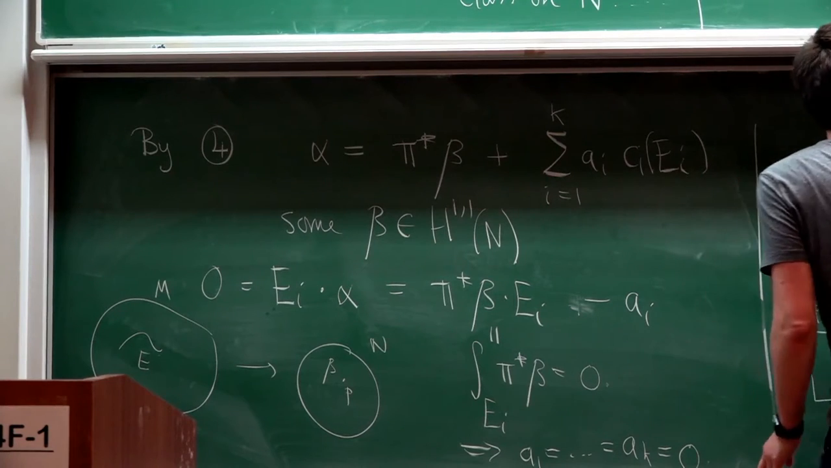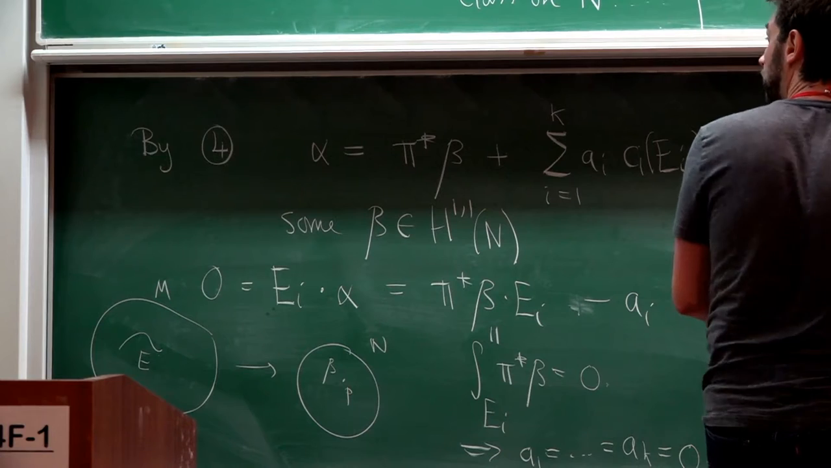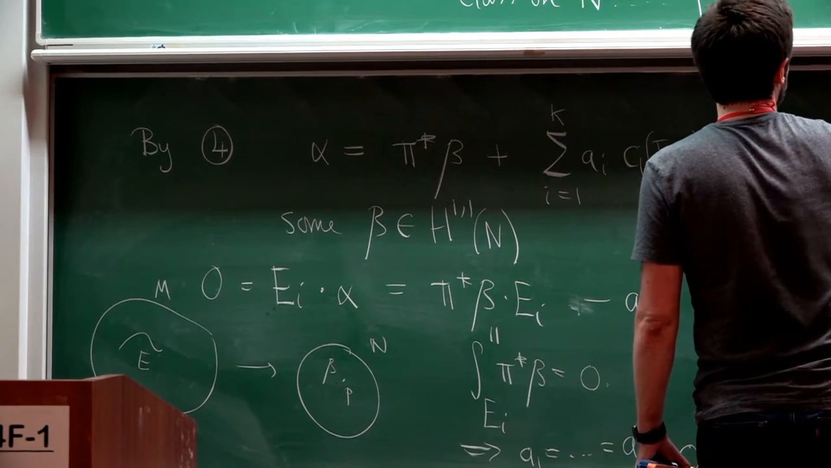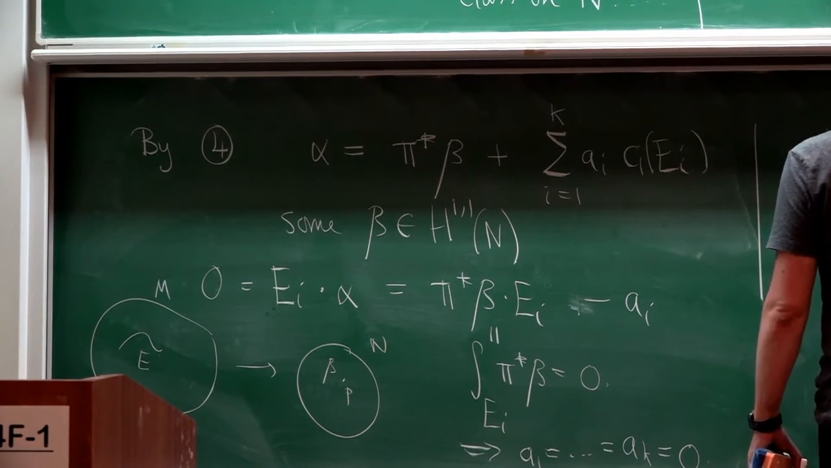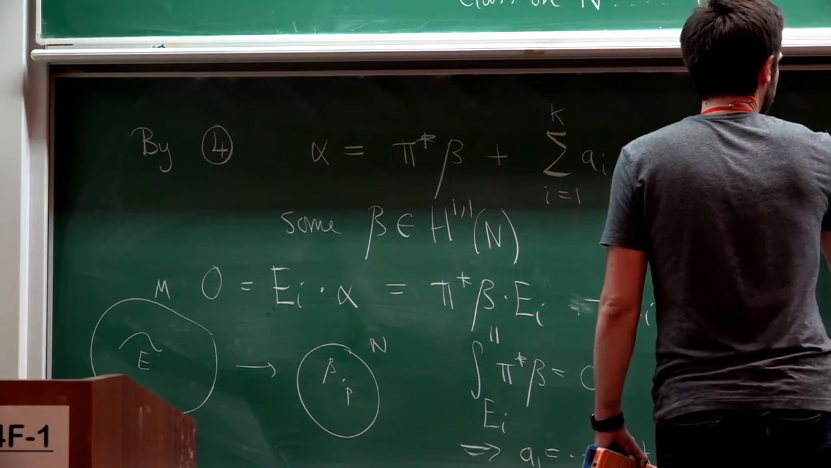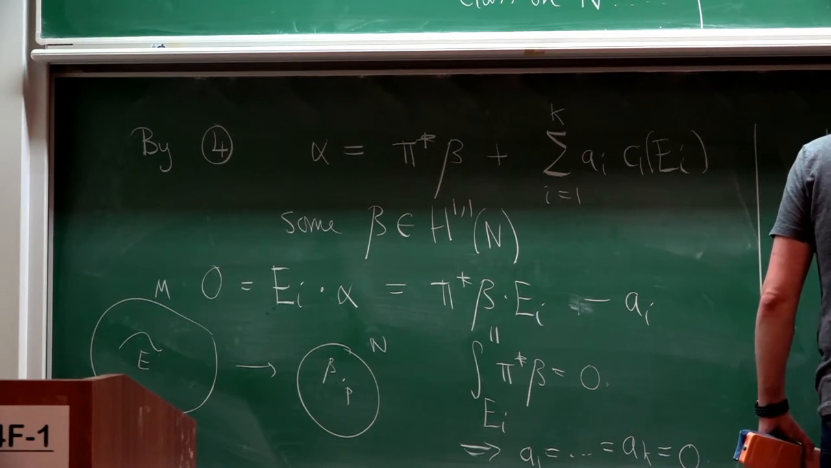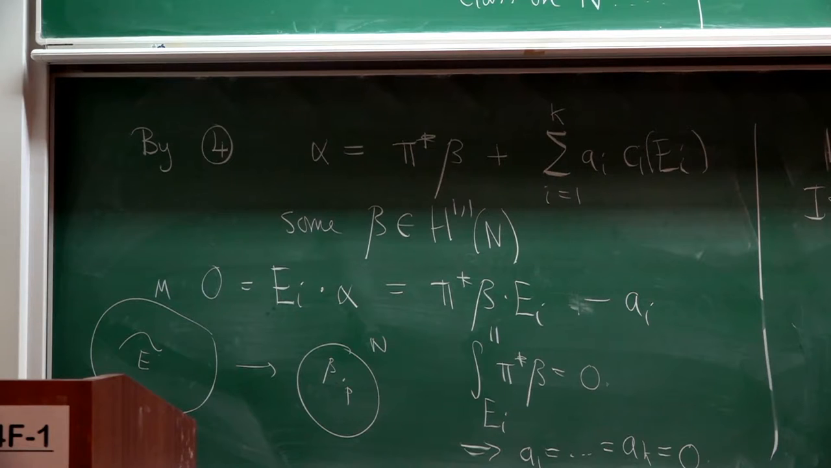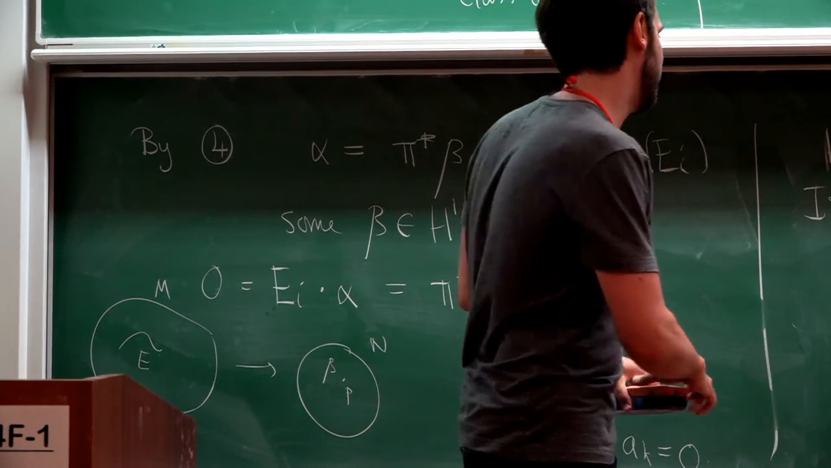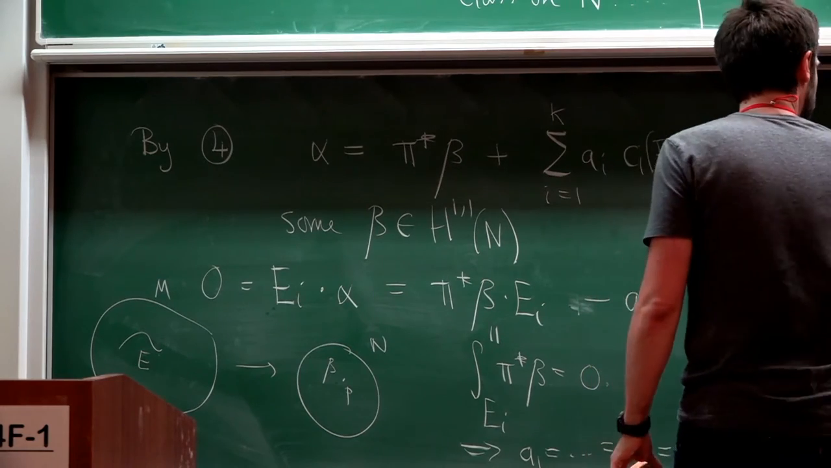So then, almost done. To prove the claim, I have that alpha is the pullback of something from the base. But now the question is: is beta Kahler? Well, I'm going to obviously try and use number 2. So from number 2, I have a criterion. I want to use number 2, the Nakai-Moishezon criterion. So let's look at this.